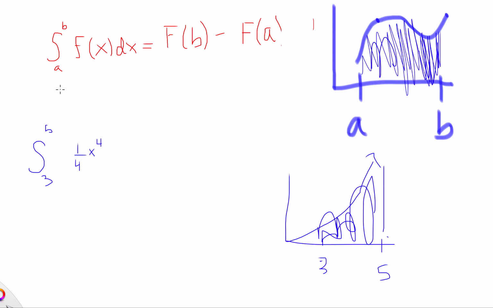First, what do we have to do? We have to figure out the antiderivative. So remember, when you're figuring out the antiderivative, you just add 1 to the power. So then 5 times what equals 1 over 4? 5 times 1 over 20.